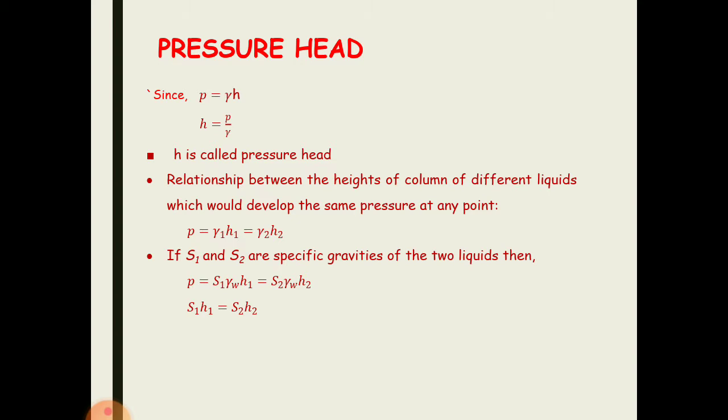This is the reason why mercury is used in a barometer, because to measure atmospheric pressure, the pressure head in a mercury tube will be 76 cm only, but in a water tube the pressure head will be 10.3 meters.